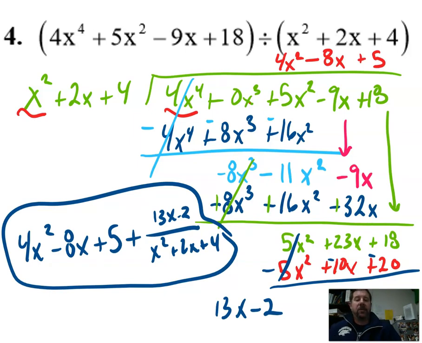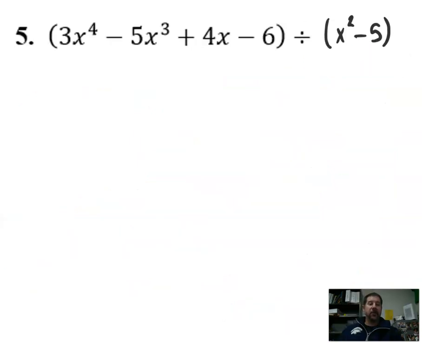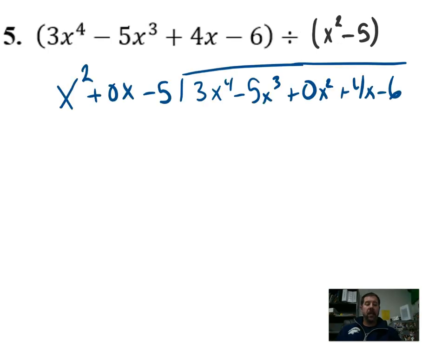All right, last one I'm just going to set up for you, and then I'll show you the work really fast because I want to keep this under 15 minutes. Okay, I don't know if your notes were messed up like mine were, but the problem is 3x to the fourth minus 5x cubed plus 4x minus 6 divided by x squared minus 5. So when you set it up, it should look like this. Some important details would be the 0x, because this did not have an x term, and the 0x squared here, because it did not have an x squared term. All right, now go ahead and try to divide this on your own, and you can check your answer.